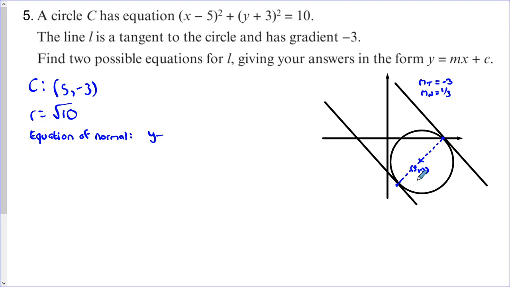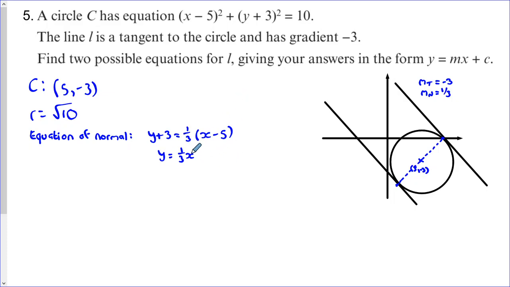Y minus the y1 we've got, it's a -3, equals the gradient of the normal, x minus x1, 5. So I might just rearrange that to the form y equals mx plus c, because we'll need to do a substitution to find the intersections.